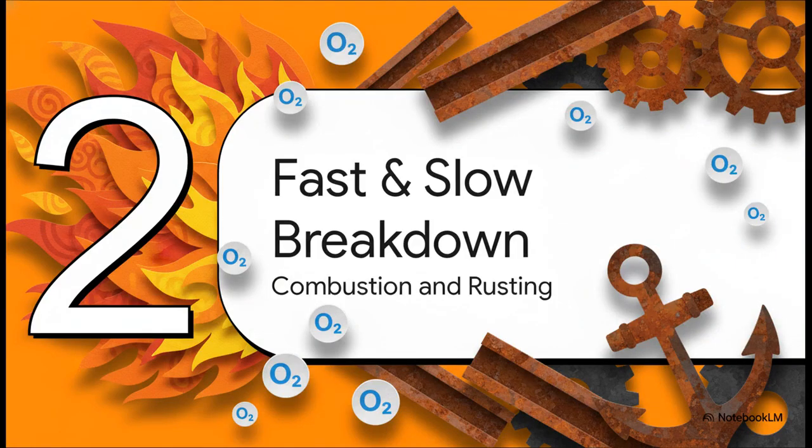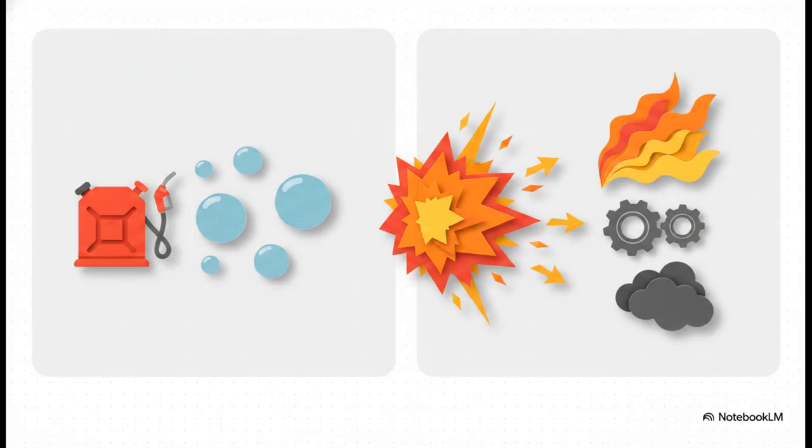Section 2. Fast and slow breakdown, combustion, and rusting. Let's pivot from biology over to the physical world around us and see how oxygen drives completely different types of reactions. We're going to start with the fast breakdown, combustion, or the burning of fossil fuels.